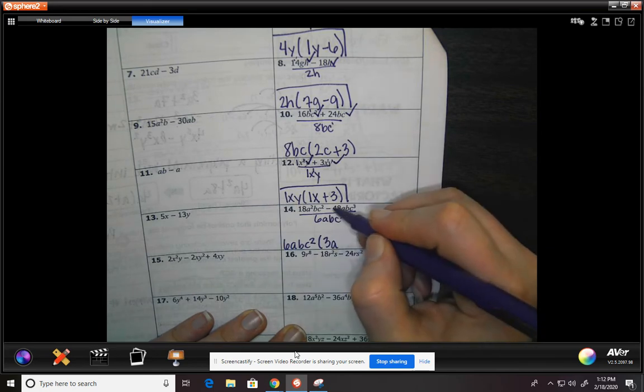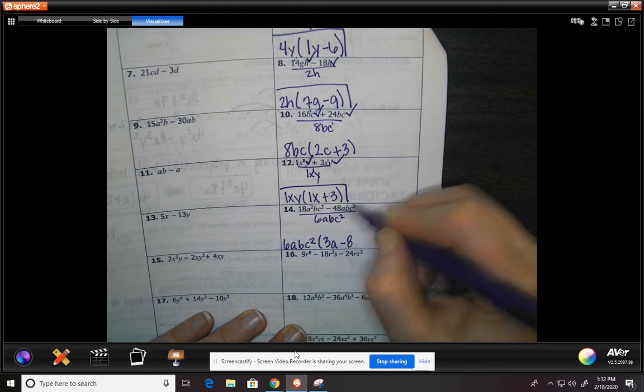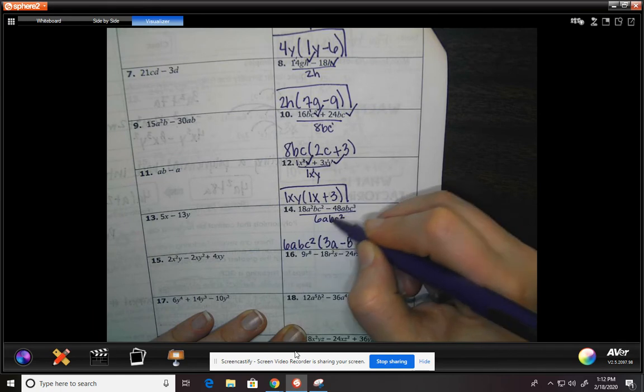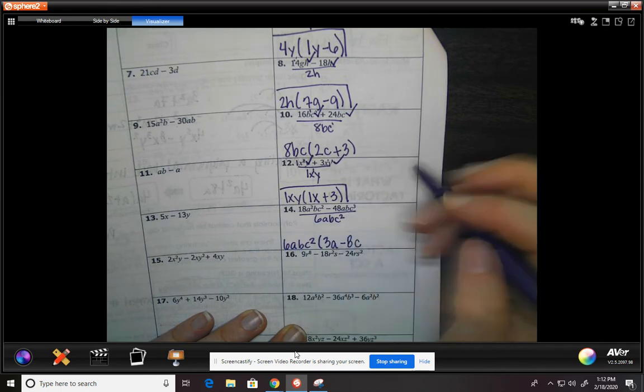Negative 48 divided by 6 gives me negative 8. 1 minus 1 is no A's. 1 minus 1 is no B's. And 3 minus 2 gives me a C.